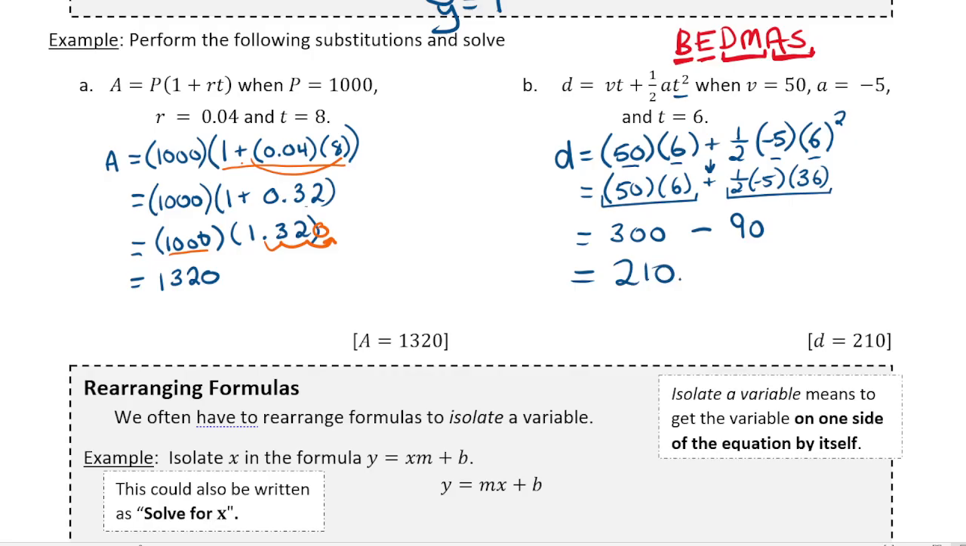Perfect. So that's substitution. You literally just take the number. So over on this first one, we knew R was 0.04, so we just take that number and we replace the R with the number, because they're the same, they're equal. So I can replace them and it doesn't wreck anything. It doesn't change anything. I'm just writing it differently.